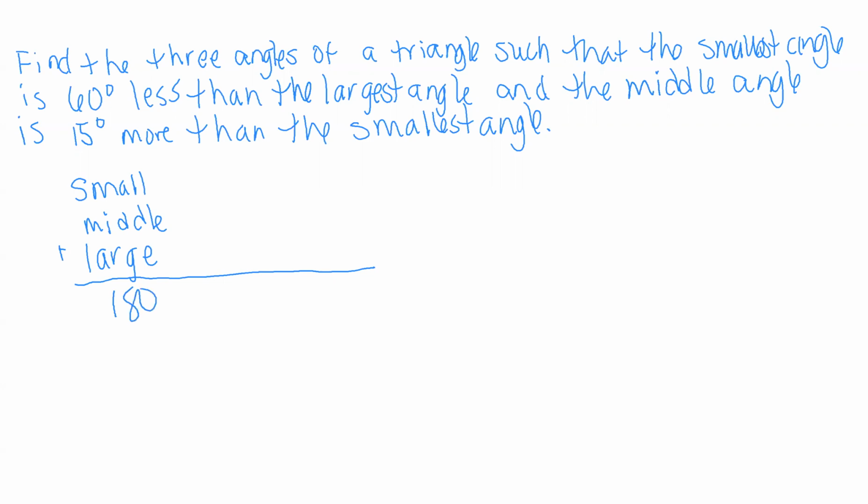Okay? Now, at this point, we've got three pieces to this problem. We want to go back and find hints about two of them. The angle that we don't really have any hints about, we'll call it the variable x.